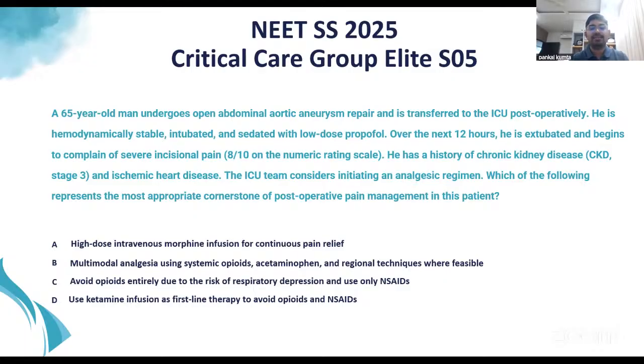So, using NSAIDs in this condition, in an elderly patient with CKD, is going to push the patient into kidney failure. So, avoid that. Maybe use safer opioids like fentanyl or remifentanil, if it's available, as infusions, or fentanyl either as patches or infusions, and combinations, and that really helps.